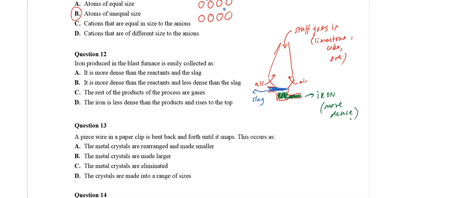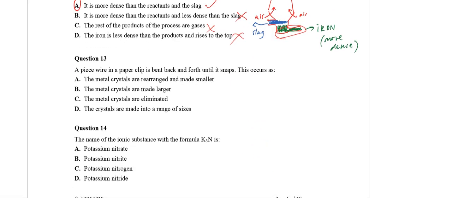Okay, so we're going to look at the right answer that accounts for this. A: iron produced in a blast furnace is easily collected as it is more dense than the reactants and the slag. That sounds reasonable. B: it is more dense than the reactants and less dense than the slag. Now that's not true because it is also more dense than the slag, so not that one. C: the rest of the products of the processes are gases. Now that's not true because slag is obviously a liquid in the blast furnace. And D: the iron is less dense than the products and rises to the top. Now that's not true looking at the design which has it coming off at the bottom. So it's B. Oh, sorry, A. That is more dense than the reactants and the slag.